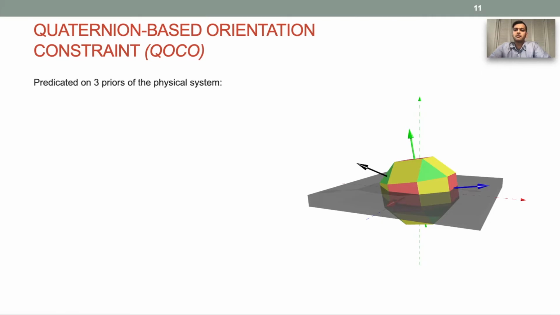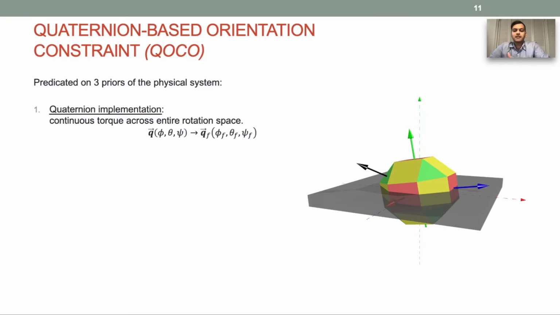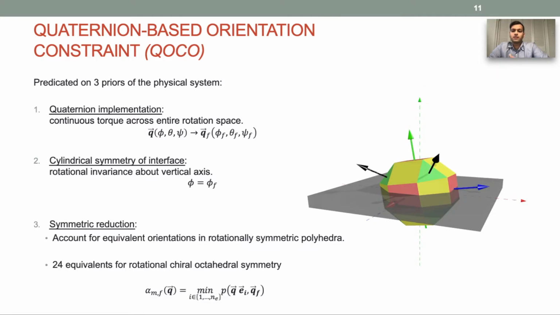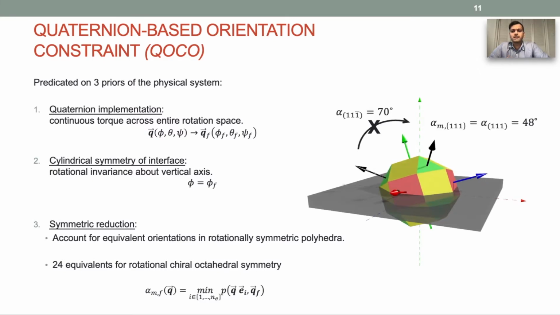To replicate the physical system, the COCO method is predicated on three inductive biases. Firstly, the torque is applied continuously in accordance with Euler's rotation theorem, while ensuring rotational invariance about the vertical axis. It also accounts for rotational isometries in symmetric shapes. The closest approach is given by the minimum angle required to reach an equivalent feature orientation.